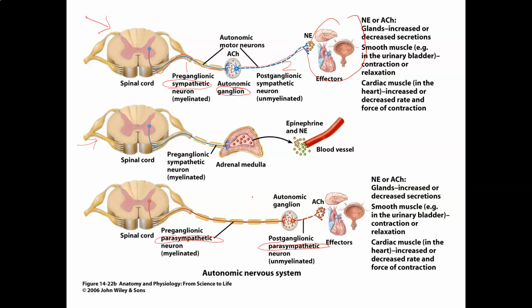So the difference primarily is in the effect they have on their target. Many, not all, but many of your organs receive both sympathetic and parasympathetic innervation. In other words, both sympathetic and parasympathetic neurons go to and synapse with the same effector. And in those cases, the sympathetic and parasympathetic have opposite effects on their target. So I like to think of it somewhat like the gas and brake pedal in a car.